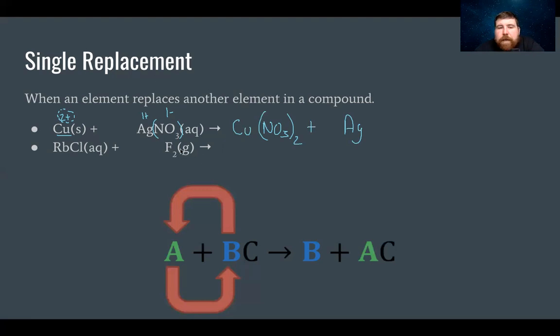Rubidium chloride reacting with fluorine gas is next. The same kind of thing. We're going to look at each respective charge. Rubidium has a charge of 1 plus. Chlorine has a charge of 1 minus. When fluorine has a charge, it's going to be 1 minus.